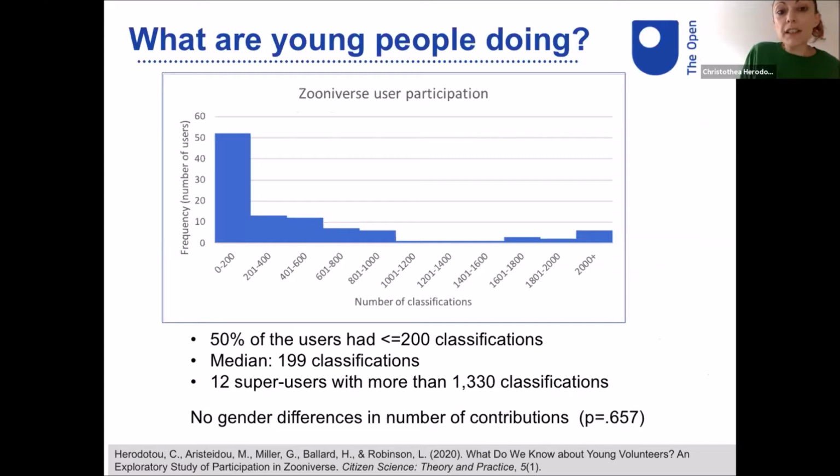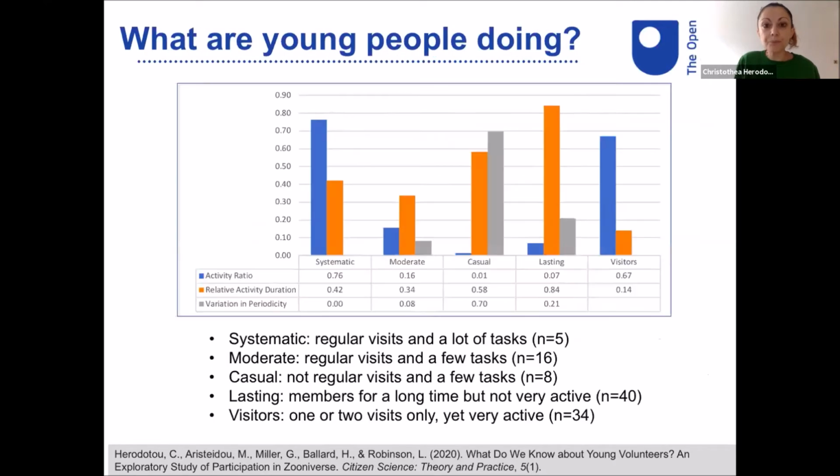Now, in terms of what young people are doing, you can see that 50% of the users had less than 200 classifications. So the majority of them are doing a few things on the platform, and a few of them, we call them super users, 12 in particular, had more than 1,300 classifications on the platform. We checked for gender differences, but there was no difference in the number of contributions.